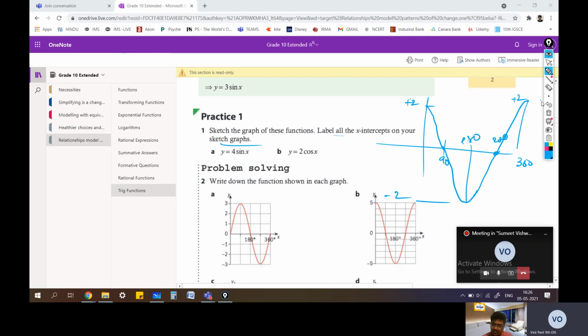So the x-intercepts won't change regardless of the a value, right? No, it won't change. I told you, it won't change. So unless we disturb the x, whether it's 4 sin x or 40 sin x, the x-intercepts will still be pi, 2 pi, 3 pi, 4 pi, and so on. Basically, every multiple of 180.